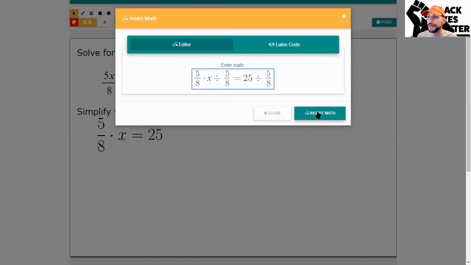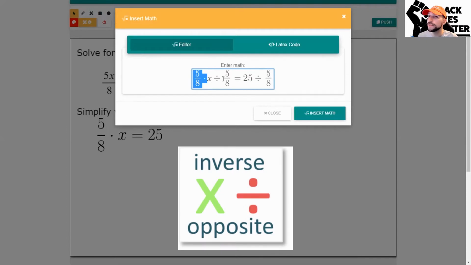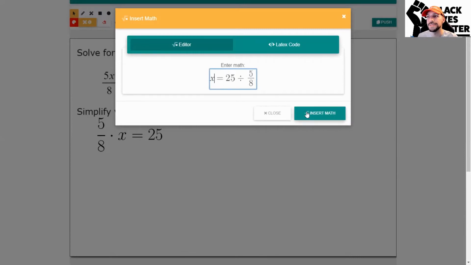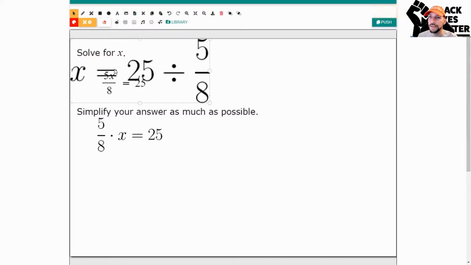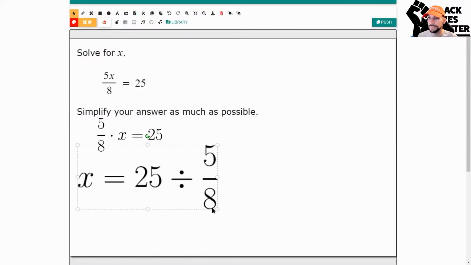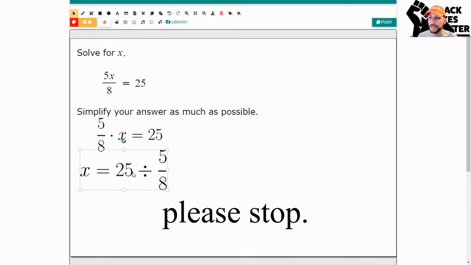Looks beautiful, right? Okay, so the good news is when we multiply something by 5/8 and then divide by 5/8, those cancel because those are opposite operations. That was the intention. Okay, so here we go. Got that.